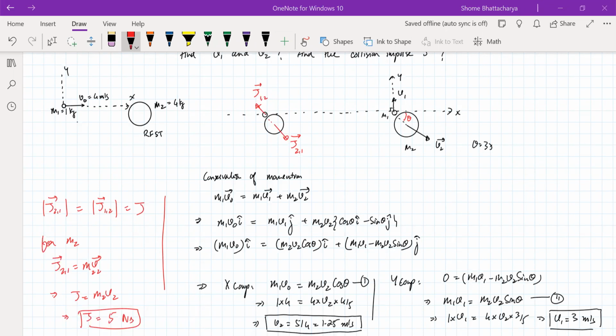Yes, very good. In vector form, we can write it like that. So in vector form, it's having a momentum of 5 at 37 degrees. So it will be 4 i cap minus 3 j cap. So the impulse acting on 1 because of 2 will be opposite of this.